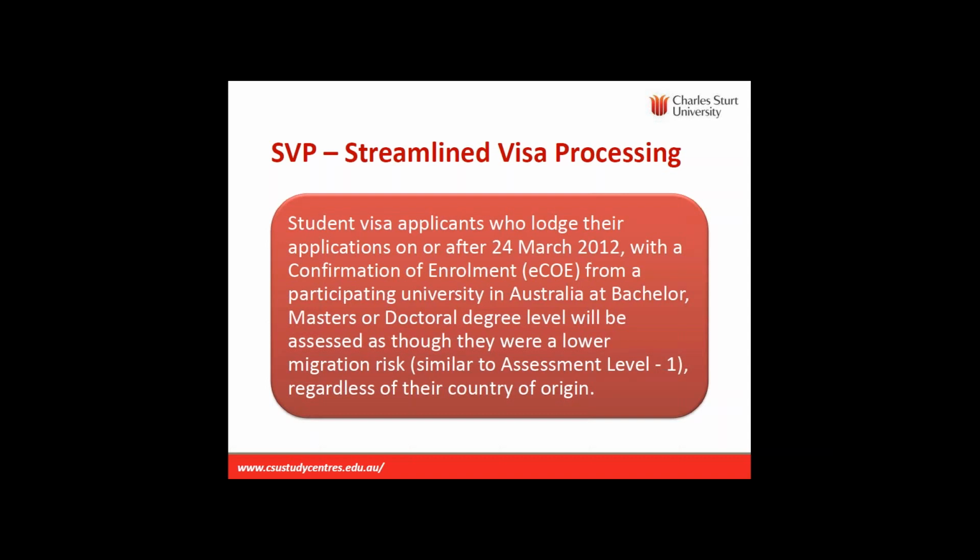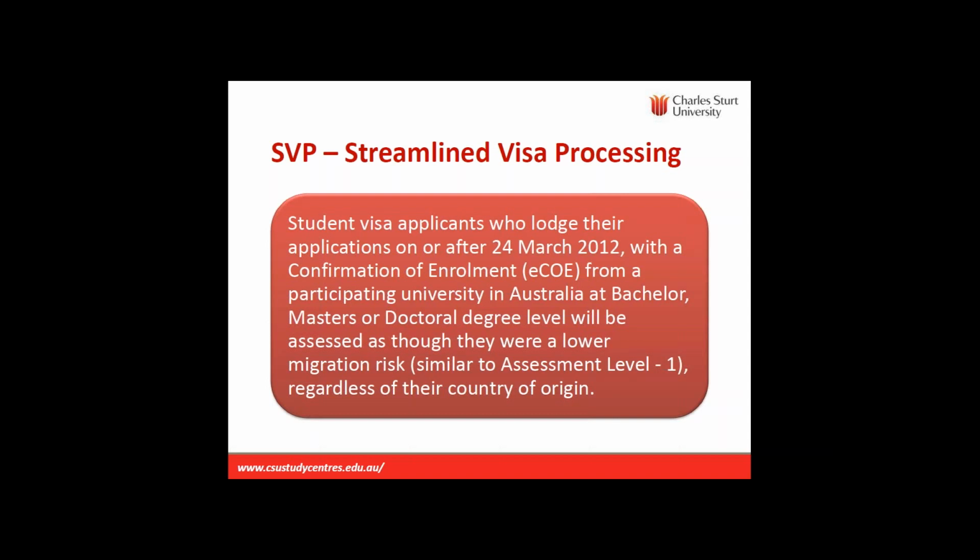The lowest migration risk assessment level is number 1, based on the Australian Department of Immigration and Border Protection. So it's very convenient, it's very useful, it makes our life easier, and it makes our process of applying for a visa easier as well.